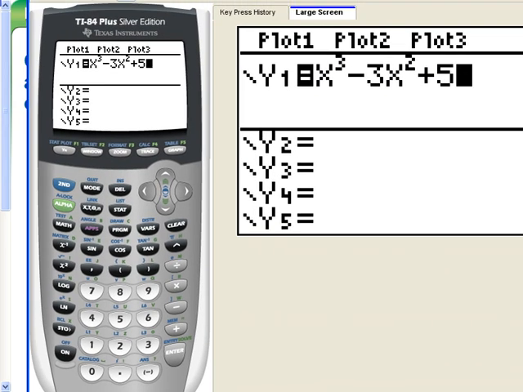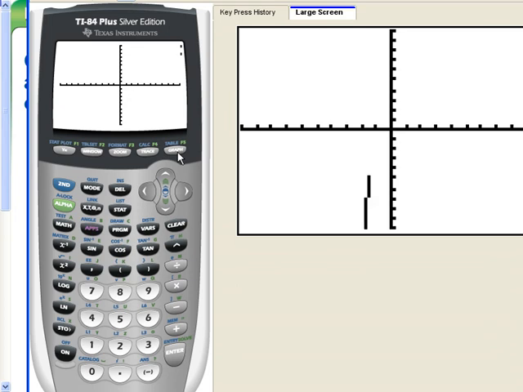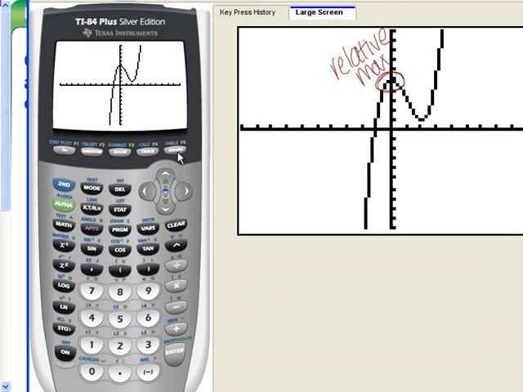All right, and let's take a look at our graph. All right, we have a relative maximum right here. Because it goes up to a high point and then goes back down again. And then we have a relative min at that point because it goes down, but then it ends up going back again. So we need to find those. So we are going to use this function on our calculator.